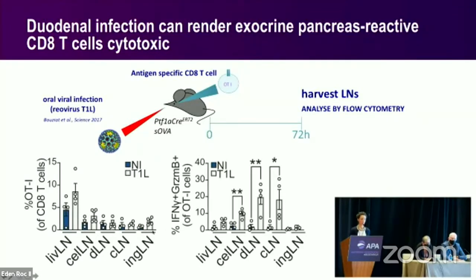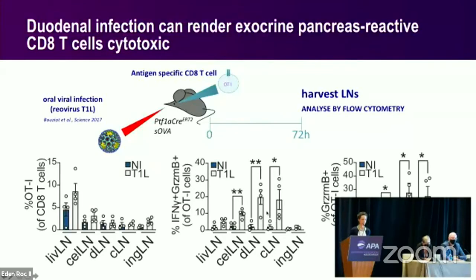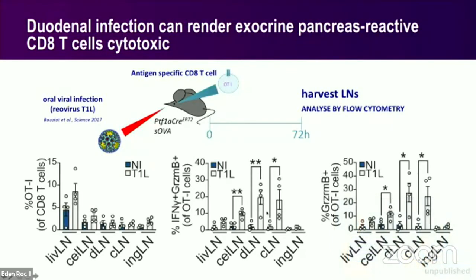And then when we look at the cytotoxicity, very excitingly, and this is just after 3 days, you see this massive expansion of interferon and granzyme B positive cells that recognize exocrine pancreatic antigen in the lymph nodes that they share with the gut. And this is even more extreme if you take all the granzyme B positive cells. There's also some that express TNF alpha and some all three, etc. So you have the whole spectrum.